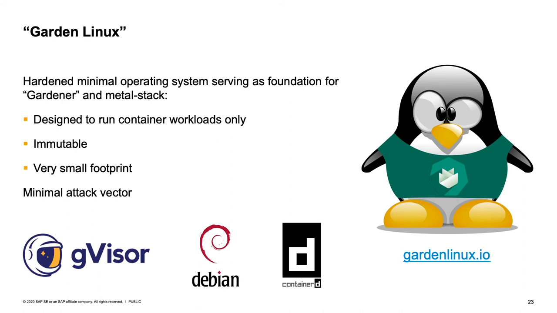It's immutable. So as I said initially, you don't need to install software. With Garden Linux, you cannot install software. You can only install software by deploying containers. And with all of that, we have a very minimal attack vector. And we're actually based on the latest Linux technologies, like a 5.4 long-term kernel, which allows us to use Containerd and gVisor, gVisor being a sandbox to increase the security of containers.